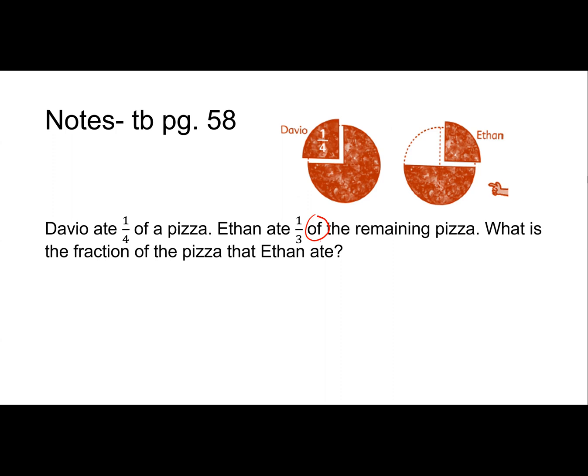up here, please. And Ethan ate 1/3 of the remaining. What portion of, let's take the portion of the pizza that was left after Davio ate 1/4 of it. How much of the pizza is left after Davio eats some of it? Ashlyn? Okay, 3/4. And how much did Ethan eat? Michael? He ate 1/3. Davio ate 1/4. Ethan ate 1/3 of the remaining.